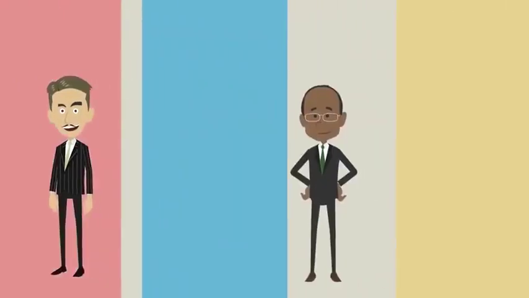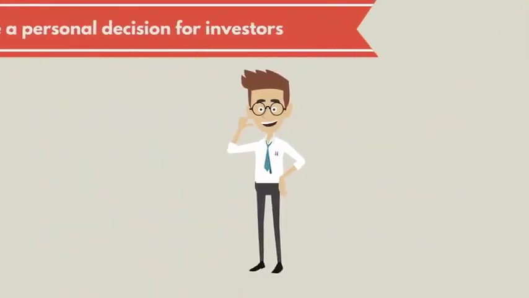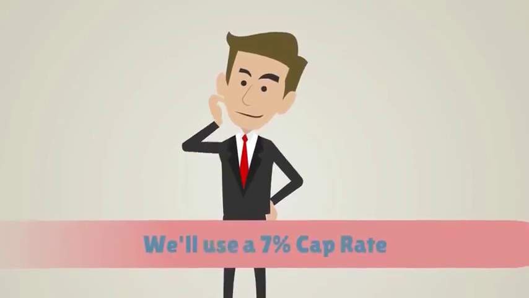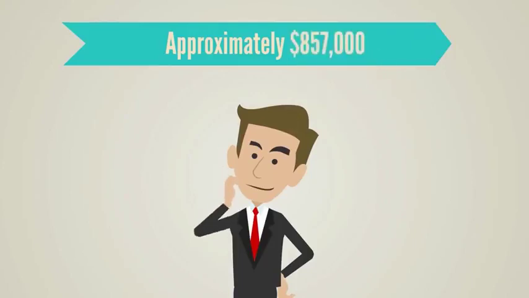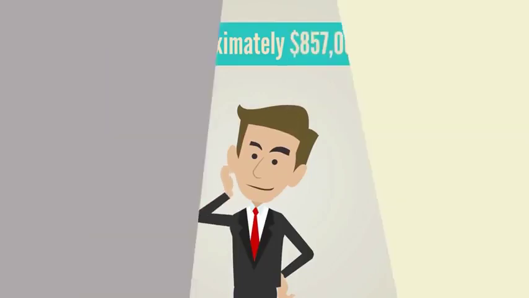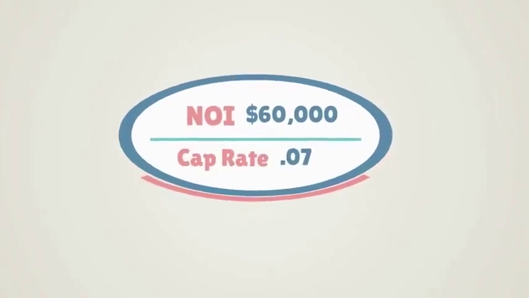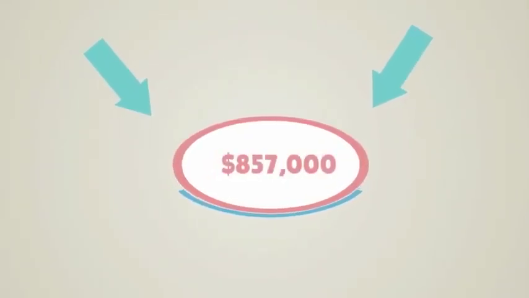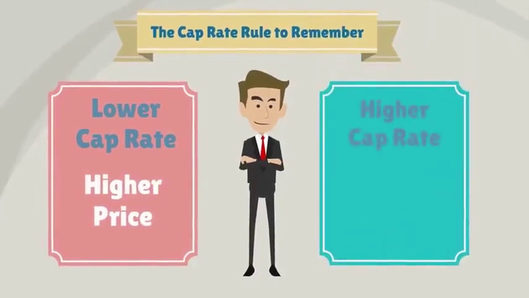The cap rate can be a personal decision for investors, as it represents their belief of the risk of owning the property. Using the example above, except now we'll use a 7% cap rate. How much will an investor pay? Approximately $857,000. How do we get this? Take the NOI of $60,000 divided by a cap rate of 0.07 and it equals $857,142, rounded to $857,000. Remember, lower cap rate, higher price. Higher cap rate, lower price.